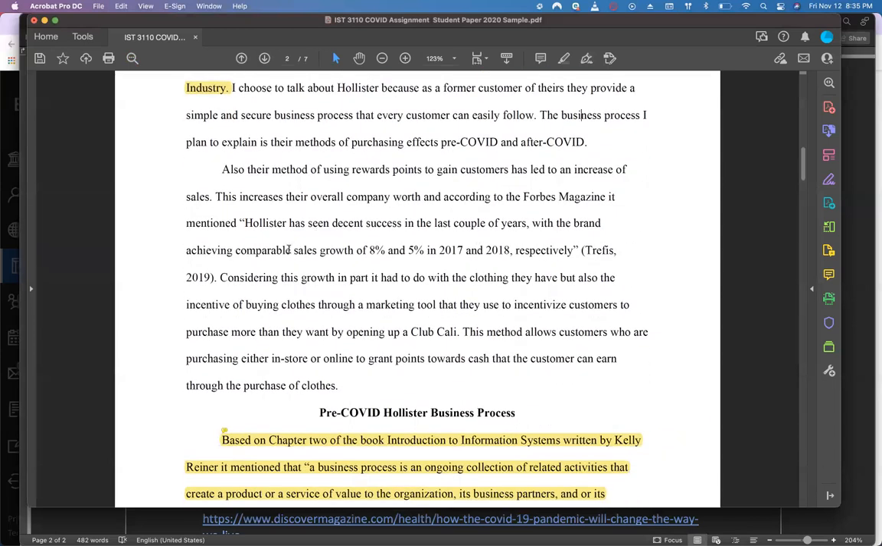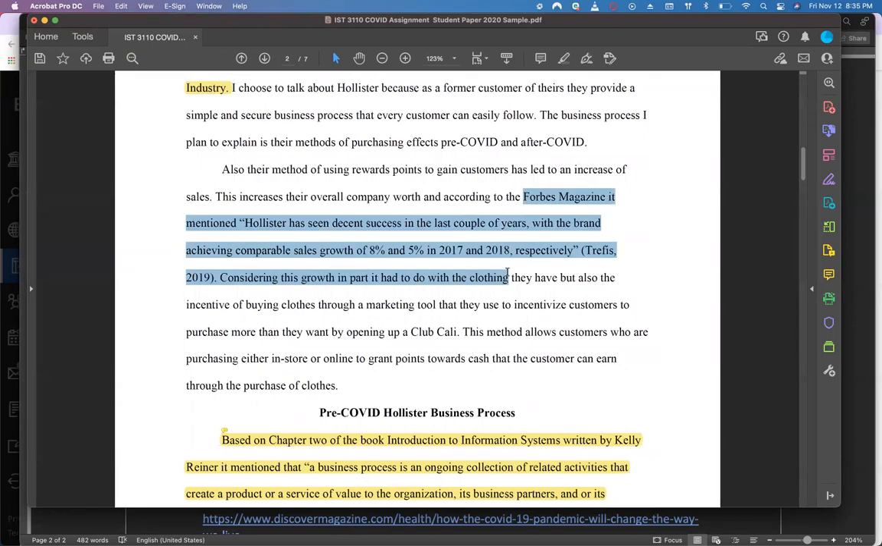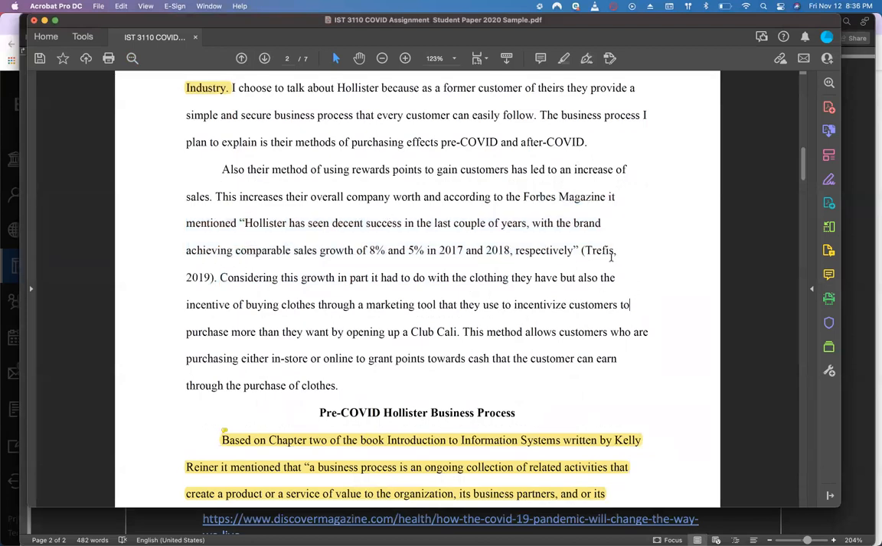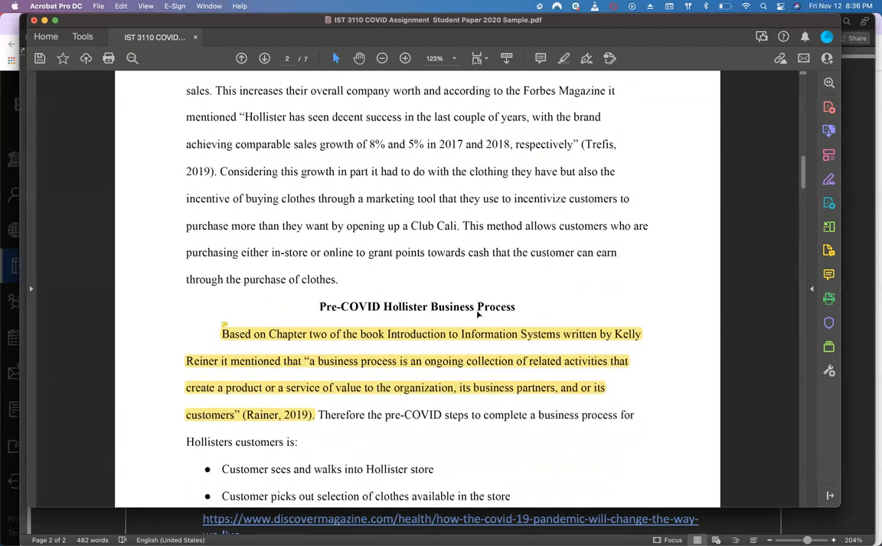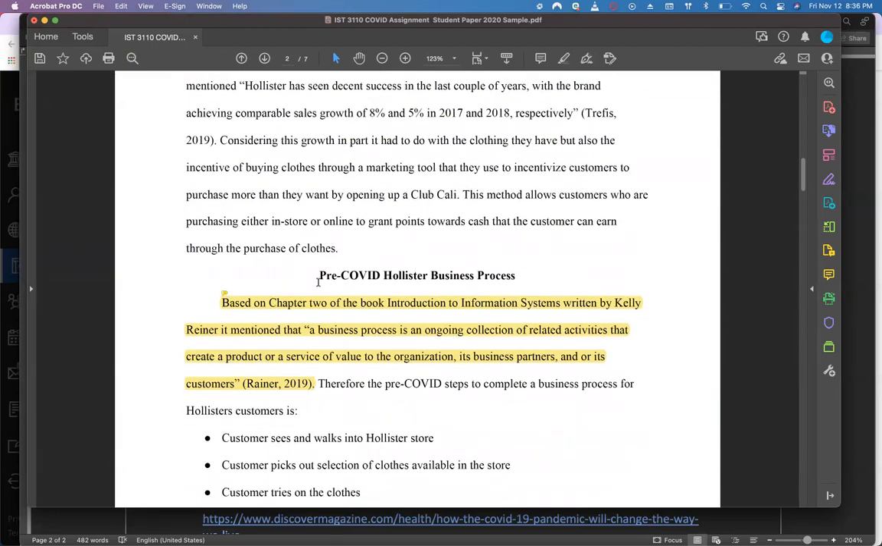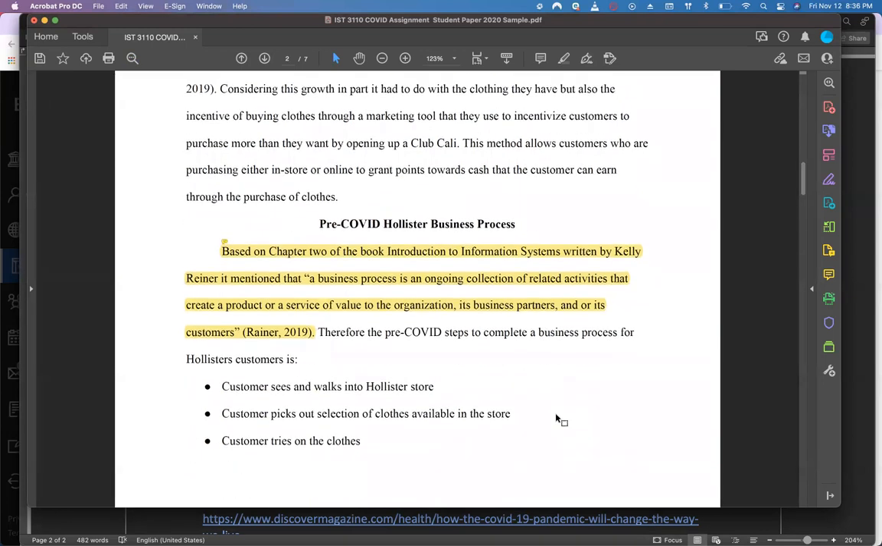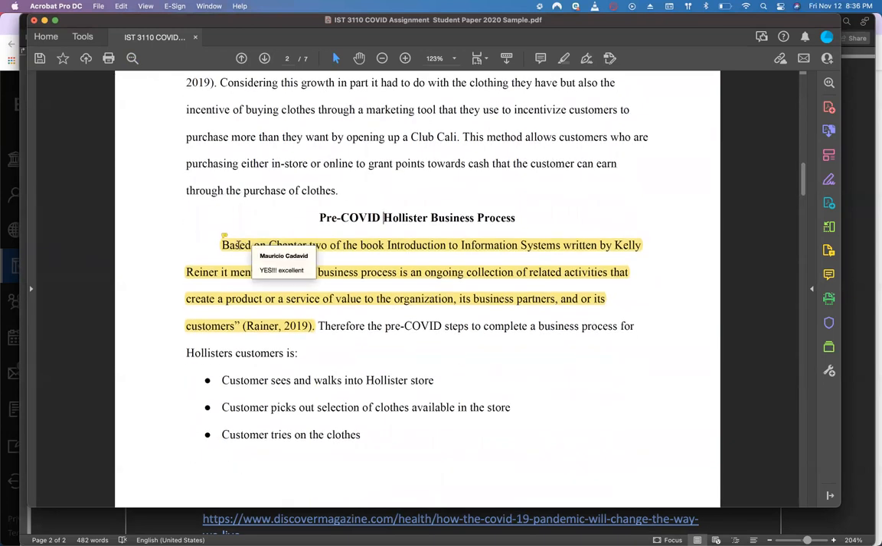He continues, and then you get to see that he used one of the resources that I provided, and he cited it. Forbes magazine mentions this and that, and then Trefis 2019. Perfect. That's a good introduction. Now we're in the pre-COVID business process. And this is something that I really appreciated. As you can see, I said, excellent.